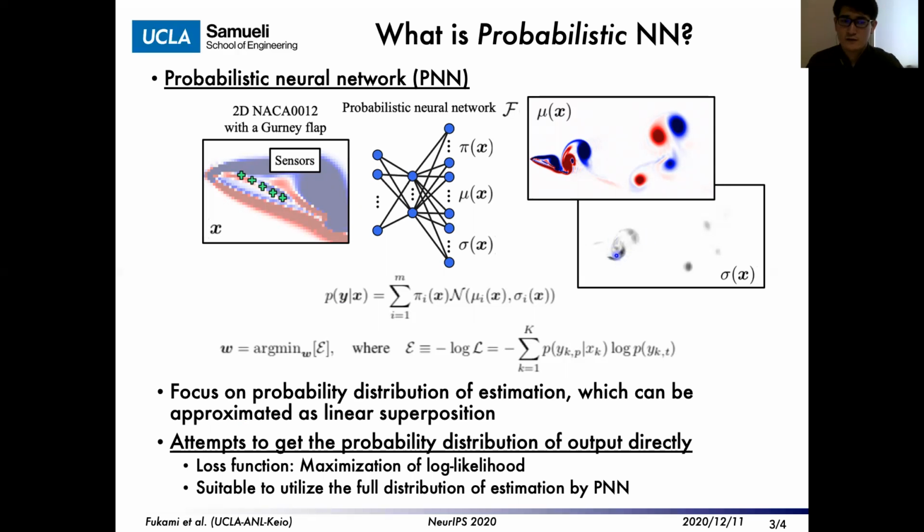As a loss function, we also consider the maximization of the log likelihood, which is also distinct from the L2 error minimization. And this idea is also suitable to utilize the full distribution of estimation by the PNN.